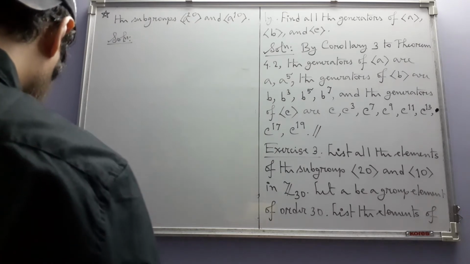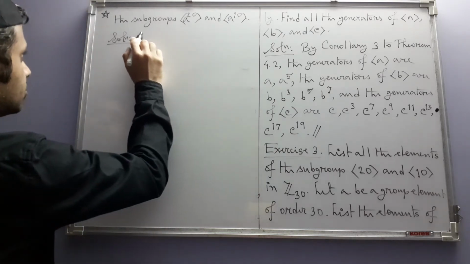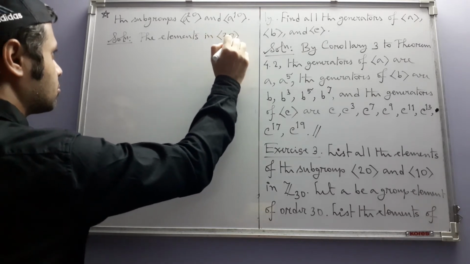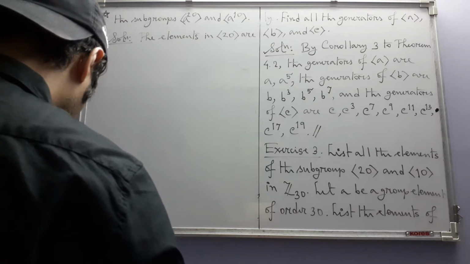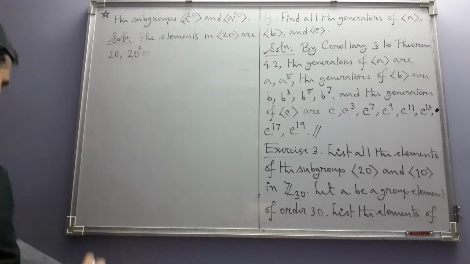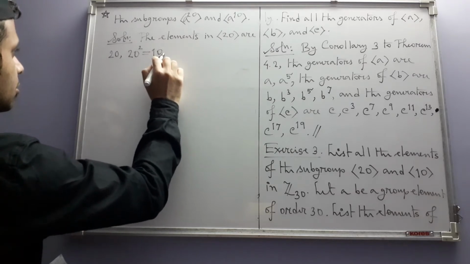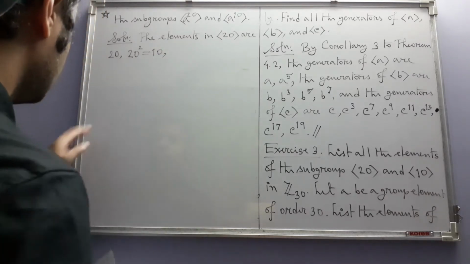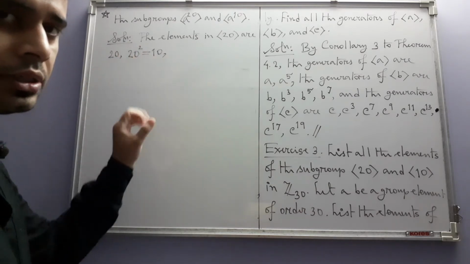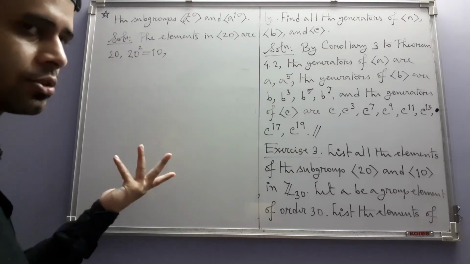So we can simply calculate the elements. The elements in the cyclic subgroup generated by 20 are these. Of course, 20 itself is an element. Then 20 squared, modulo 30, is 10. Okay, so you have to interpret these equations in the group Z30. This is not to be considered as an ordinary equation involving real numbers. That's not how it should be interpreted. If you do that, then this is of course false. It is wrong.